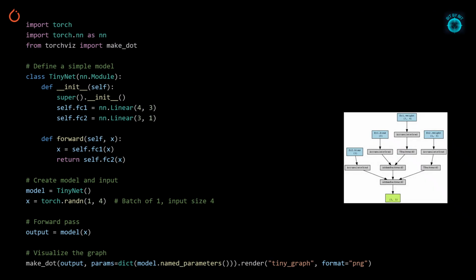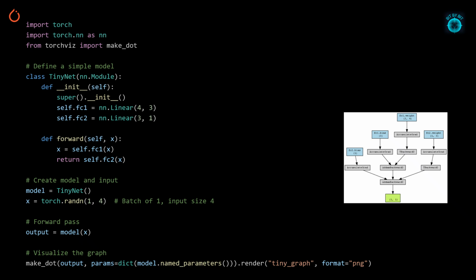We start by importing the required modules, including make_dot from TorchViz. We define a simple neural network called TinyNet with two fully connected layers. The first layer maps 4 inputs to 3 hidden units. The second layer maps the 3 outputs to a single prediction.